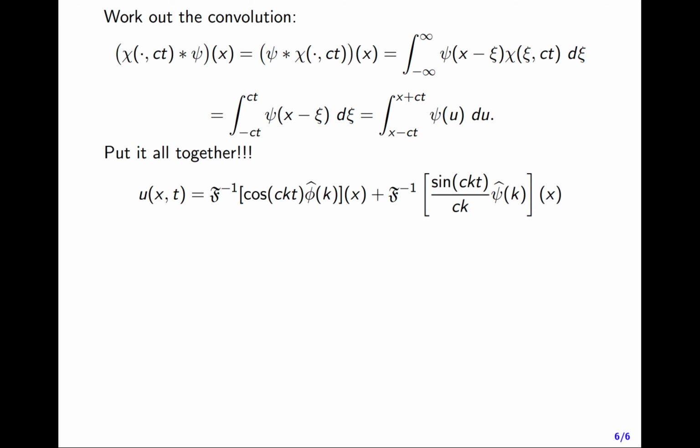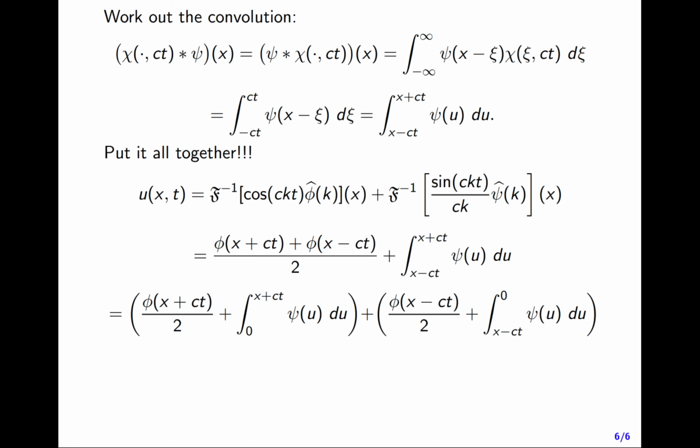So let's put it all together. u of x, t from the Fourier work should be the inverse transform of cosine of ckt phi hat plus the inverse transform of sine of ckt over ck times psi hat. And looking back to the previous slides, this becomes phi of x plus ct plus phi of x minus ct over 2 plus the integral from x minus ct to x plus ct of psi of u. So gloriously, we have a formula for u that only depends on the wave speed parameter c and the initial data phi and psi.